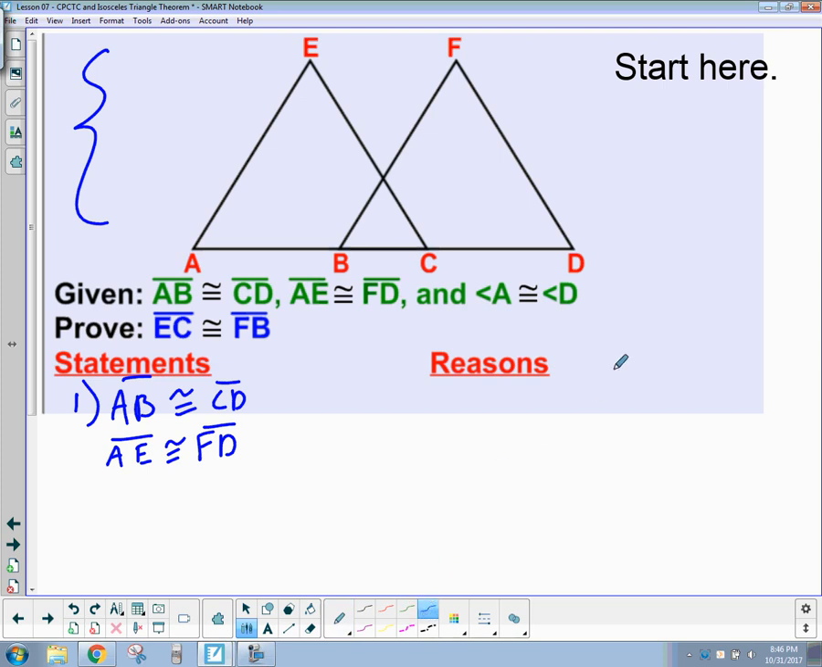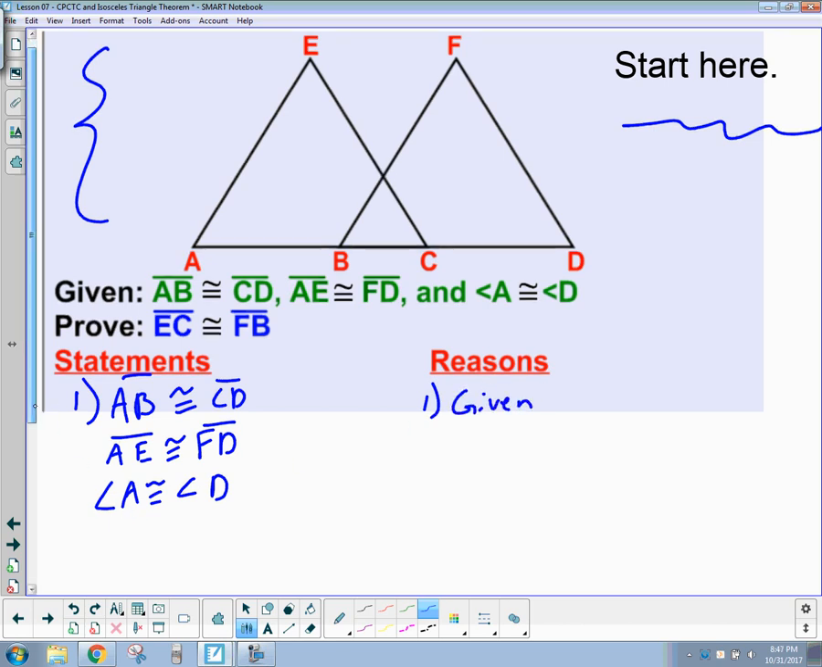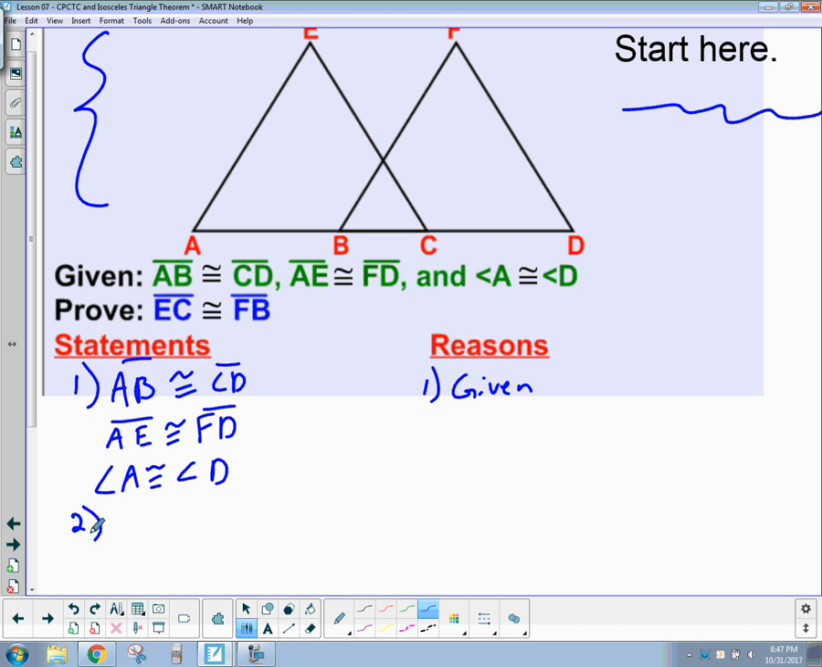So angle A is congruent to angle D. And again, all this is given. So let's see. 2. Let's go ahead and mark these things. AB and CD, that's right here and here. AE and FD, here, here. And angles A and D are congruent.